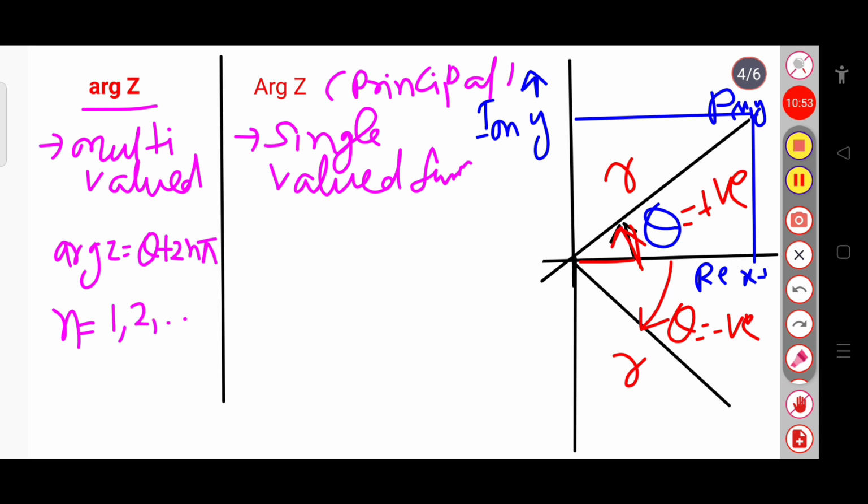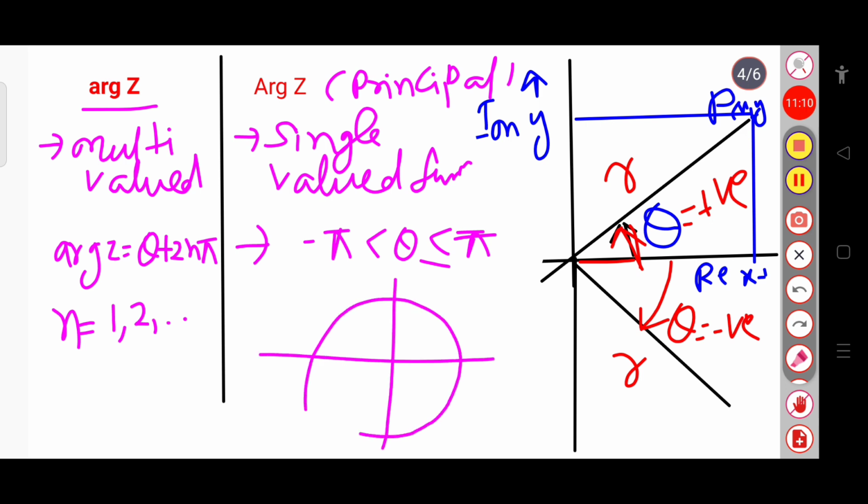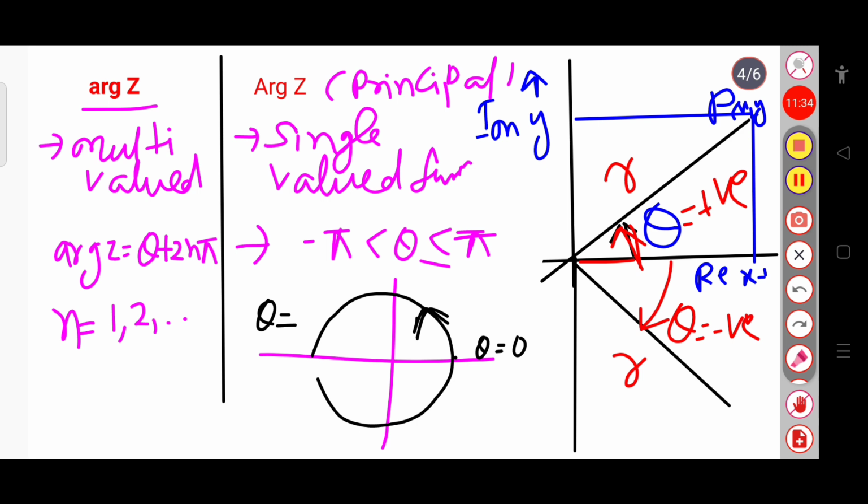And the capital argument is a single valued function, meaning the theta lies between minus pi and plus pi, or minus pi less than theta, less than or equal to pi. It means that if we start from one point, suppose theta equals 0, we go in the anti-clockwise direction, which is the positive direction. In this direction we have positive theta, and we will reach a point where theta equals, suppose, minus pi.